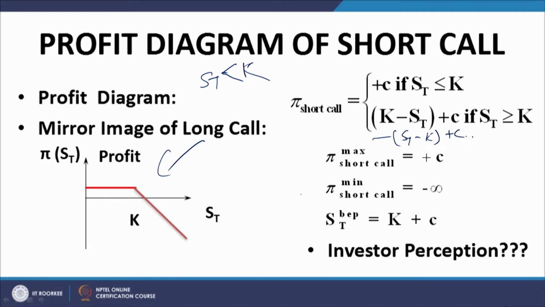So, you can see here the maximum profit is equal to plus C. You can make out from this diagram, and the maximum loss is unbounded. You can see here you are going indefinitely downwards, and the break even point is equal to K plus C, as we saw in the previous diagram.